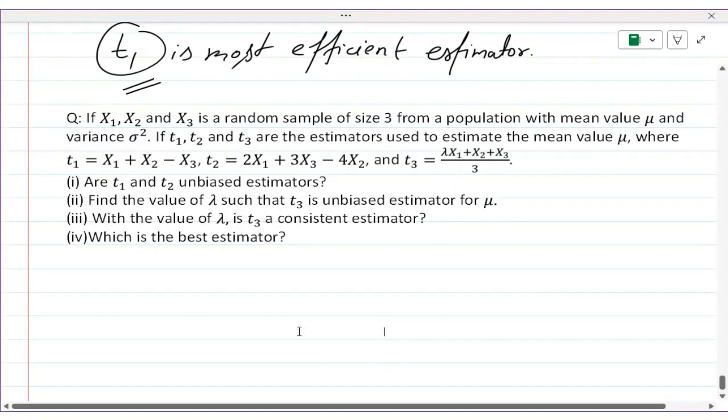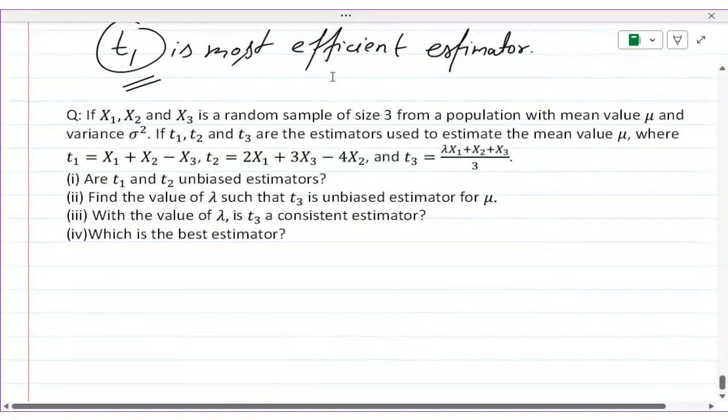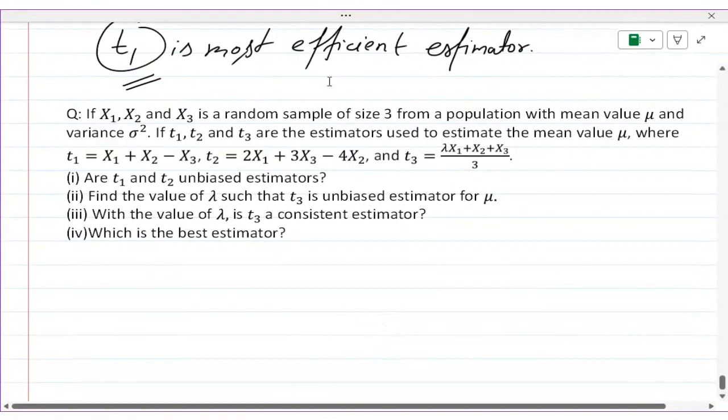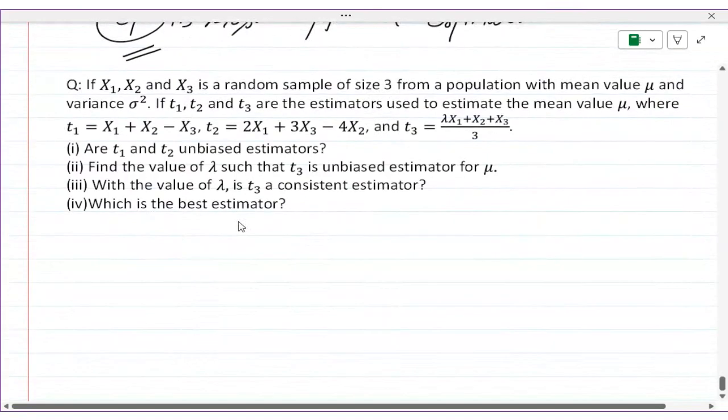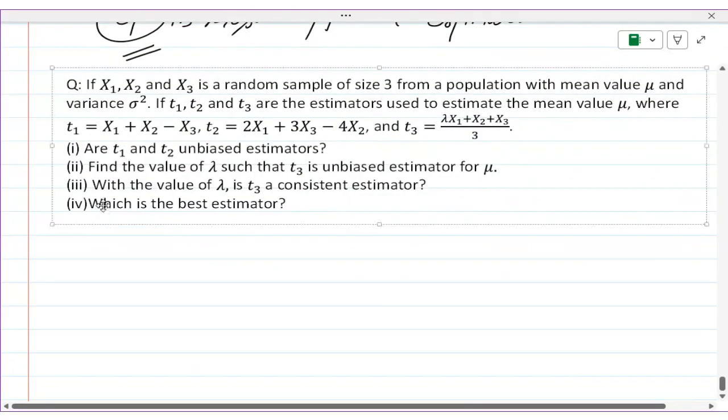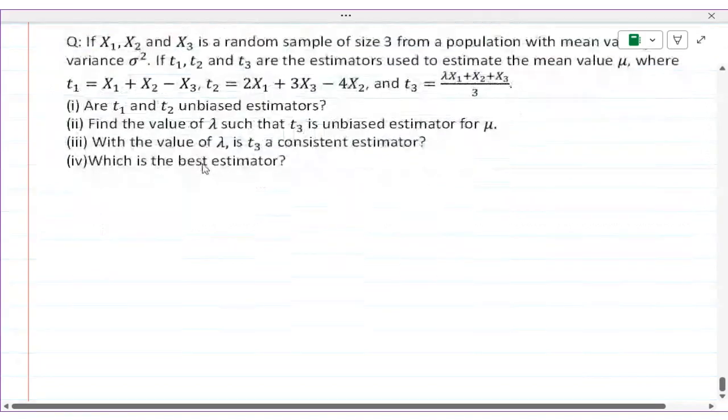Okay, so this is an exercise for you guys. This question. This is the same question, I think. Okay, there is one more part here. Which one is the best estimator? The first 3 parts are done, and you are asked the fourth extra part. The new part here is which one is best among these. So you will find the variance of these estimators, and then decide which one is best.